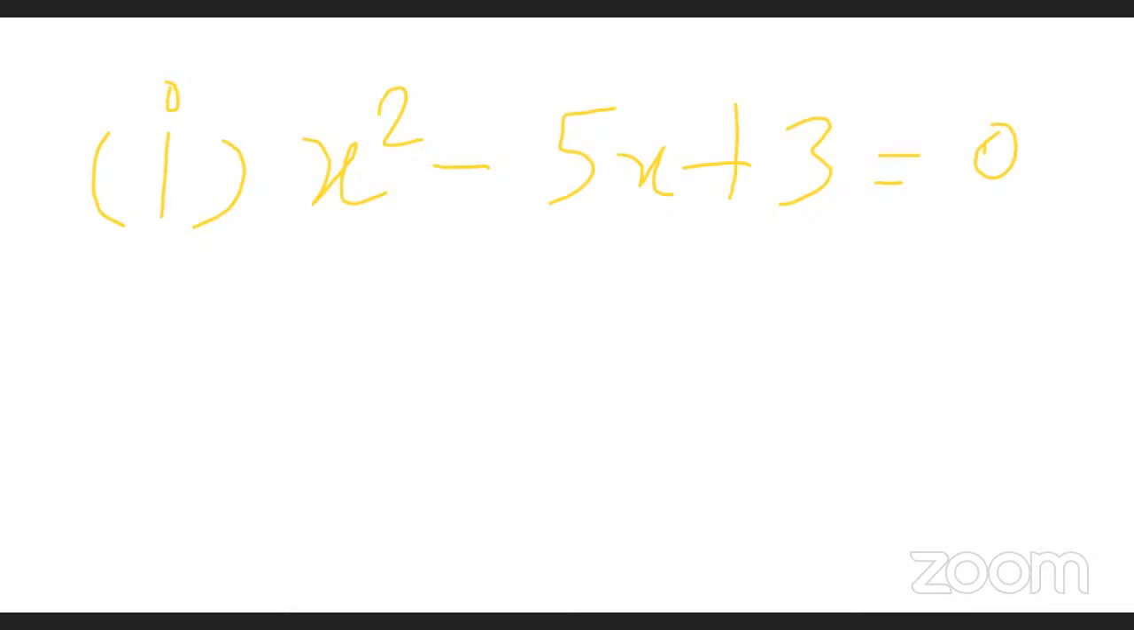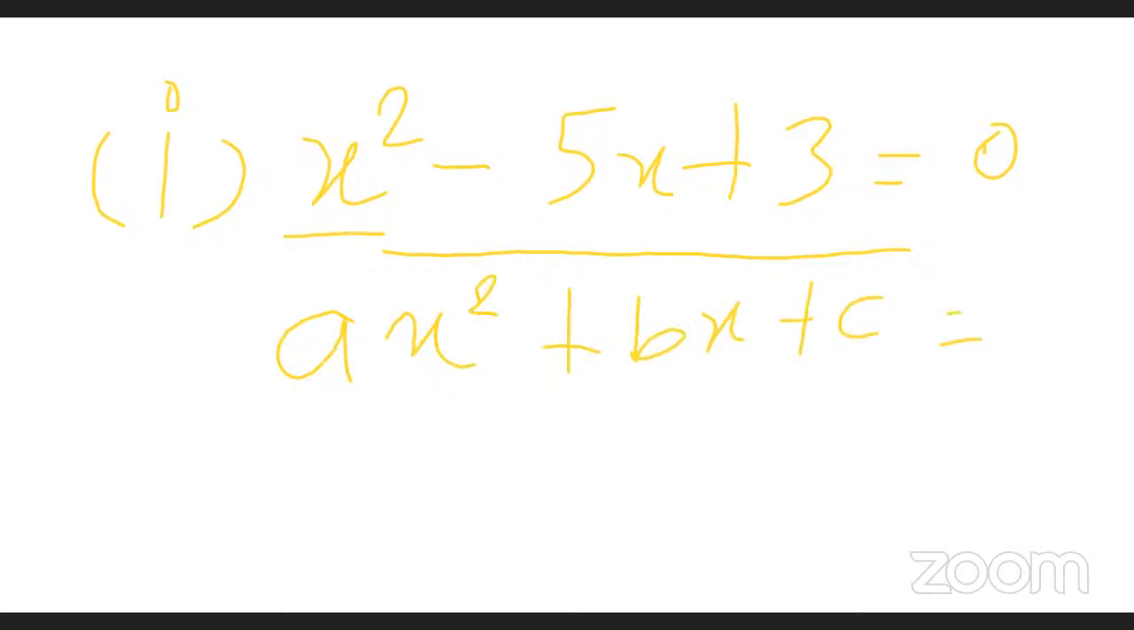As we can see here, the highest power is 2, and it is following the standard form of quadratic equation, ax square plus bx plus c equals to 0. Here a is not 0. The value of a is 1, and it is following the standard form. So we can say this equation is a quadratic equation. It is a quadratic polynomial, so it is a quadratic equation.